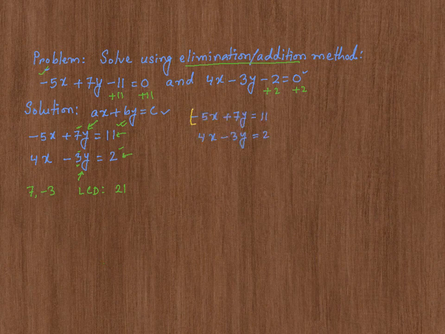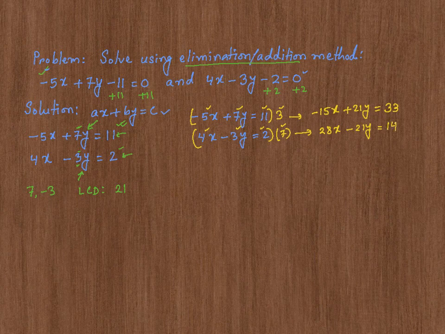Now if I multiply this equation by 3, what I get is the following. 3 times negative 5x is negative 15x. 3 times 7y is 21y. And 3 times 11 is 33. Now if I multiply this equation by 7, I get the following. 7 times 4x is 28x. 7 times negative 3y is negative 21y. And 7 times 2 is 14.